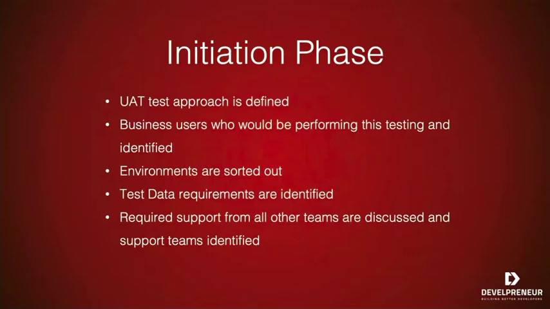And finally, if required, support from all other teams is discussed and support teams are identified. So as we're going through the UAT, these will be the people that will be available to the tester in case they run into problems, identify defects, or essentially are there to be their front line of support.